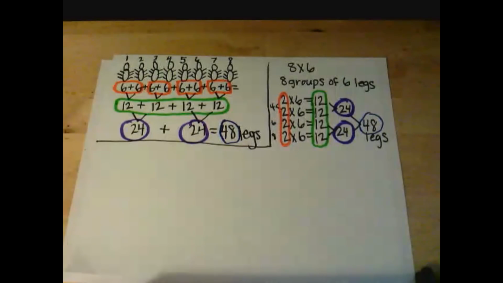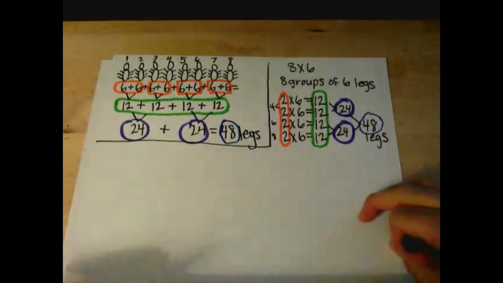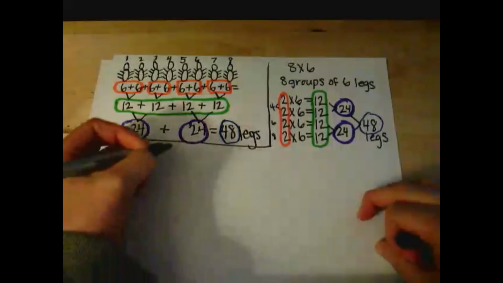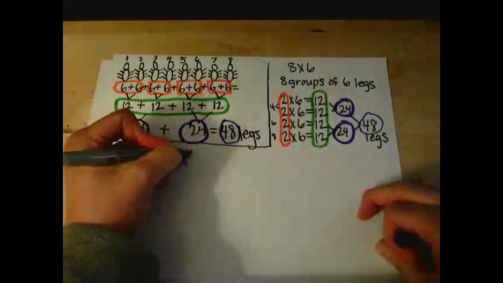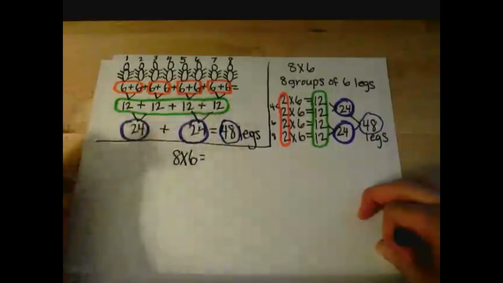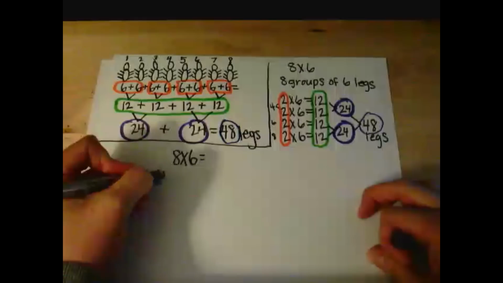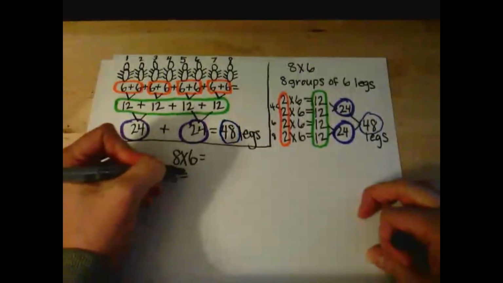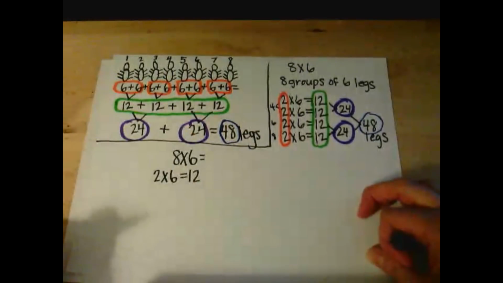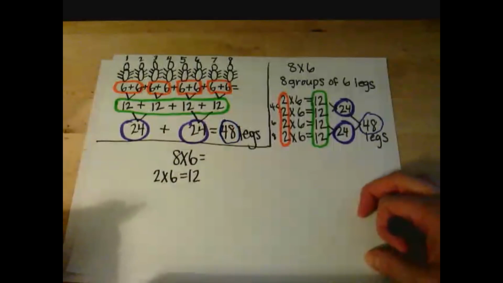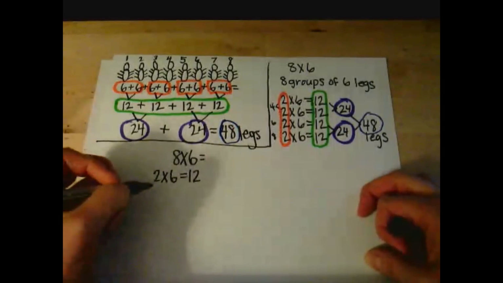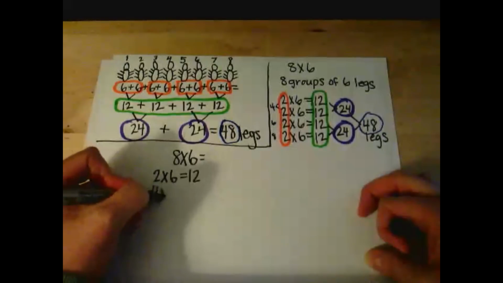Okay, let's look at one more way that you might have thought about solving this. So going back to, we know we're solving for 8 times 6. And let's say we start with our 2 times 6. That's a fact we know. Well, if I know that 2 times 6 equals 12, I can think about what 4 times 6 is.